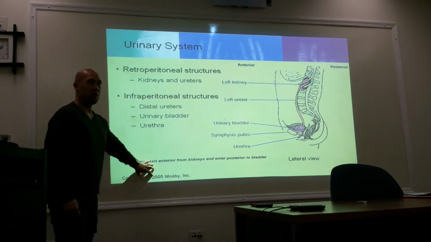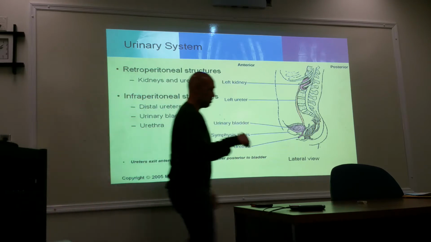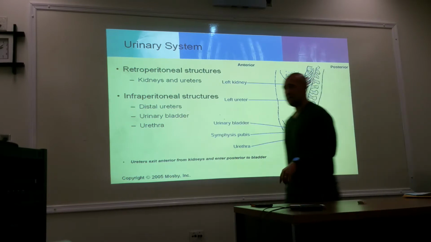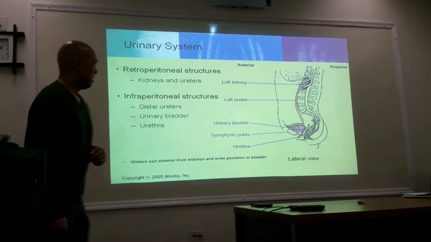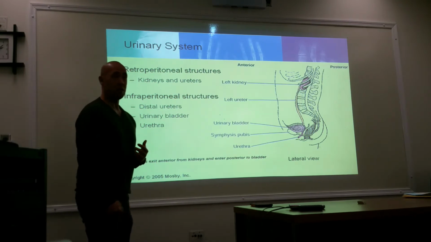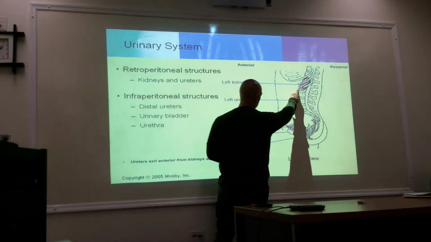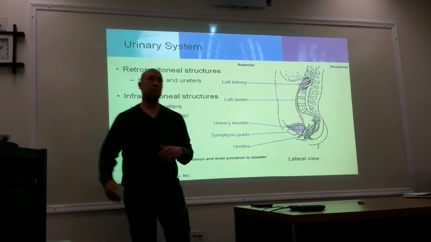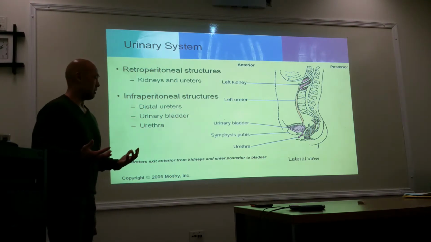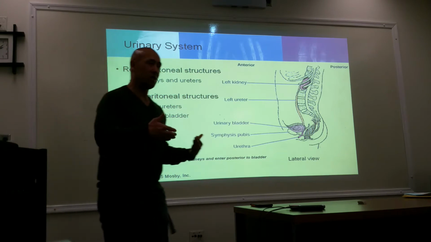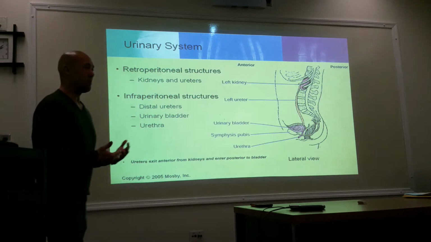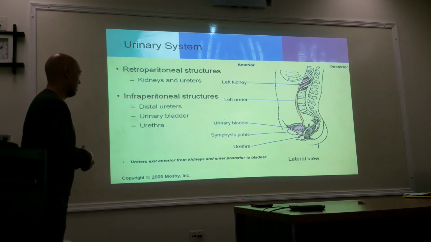Now, this is also important here. I put this down here on the bottom. This is also on your slides. The ureters exit the kidneys anteriorly. They do hug the lumbar spine, as you can see here. And then they enter the bladder on the back side of it and also laterally. So it's posterolateral. Okay, so the ureters enter the bladder posterolaterally.